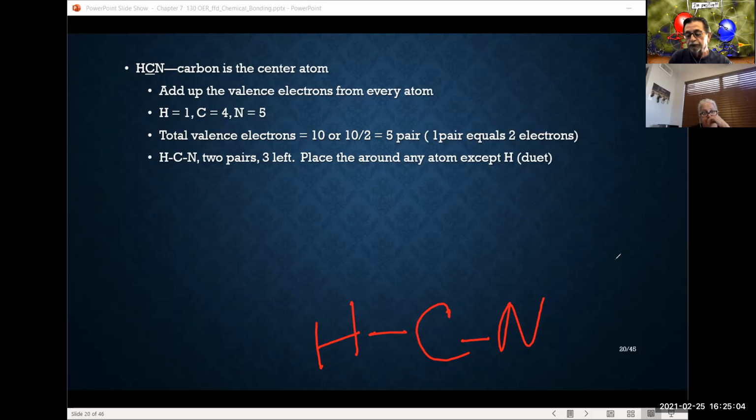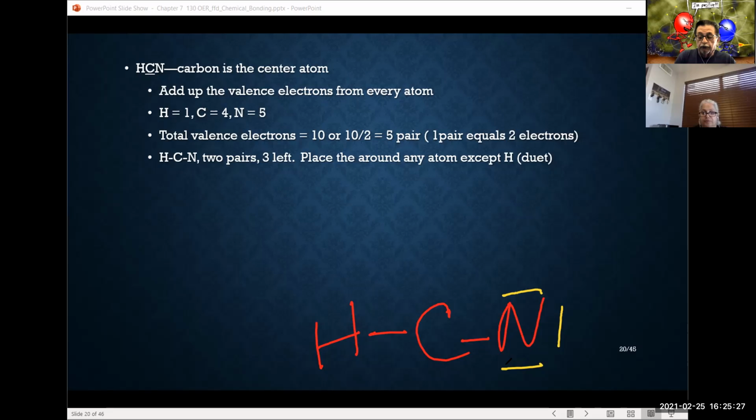Now, I prefer to just put them on the outside elements right now. Doesn't mean it's the right way. That's my preference. And so I put 1 right there, 1 right there, and 1 right there. Okay? And you can put them on the carbon if you want, 2 on the carbon, 1 on the nitrogen. It makes no difference, because eventually the next step is you got to look for the octet.